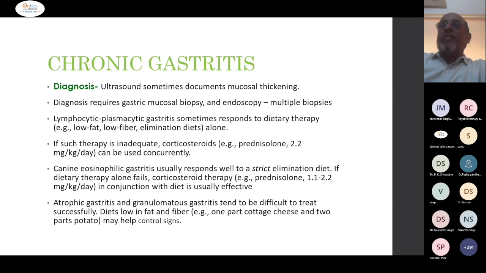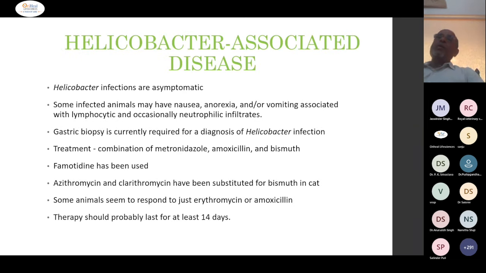So diets low in fat and fiber, like cottage cheese and potato, are very good for chronic gastritis. Then Helicobacter associated diseases. Helicobacter infections are otherwise asymptomatic, except for the occasional vomiting; you will not have any other clinical signs. Sometimes you may have nausea, anorexia, and vomiting associated with lymphocytic, occasionally neutrophilic infiltrates.